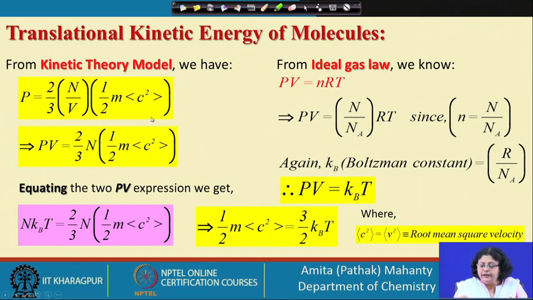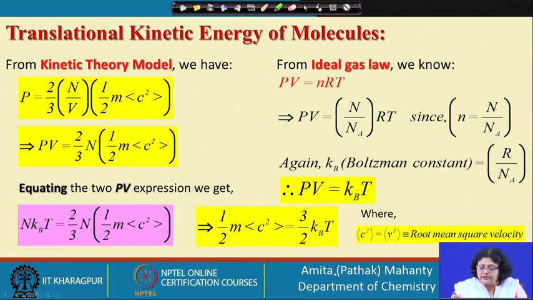Now, from the ideal gas law, we derive another expression for the PV, where we are manipulating the term n, the number of moles. Number of moles is nothing but the total number of molecules present divided by the Avogadro number, and again we have a relationship between R and the Boltzmann constant, which is R, the gas constant, divided by the Avogadro's number, gives you a new parameter known as the Boltzmann constant. This is how we can put the PV equation from the ideal gas law.